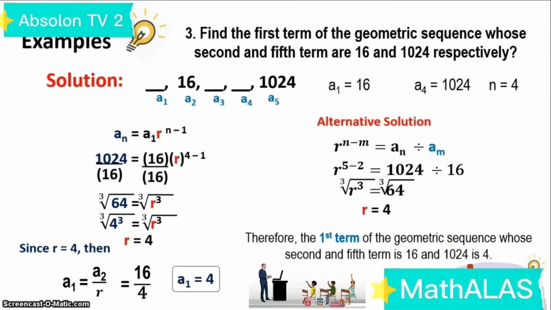Note that solving for the first term of the geometric sequence is a two-step problem. First, you need to solve for the common ratio. Then, solve for the first term.